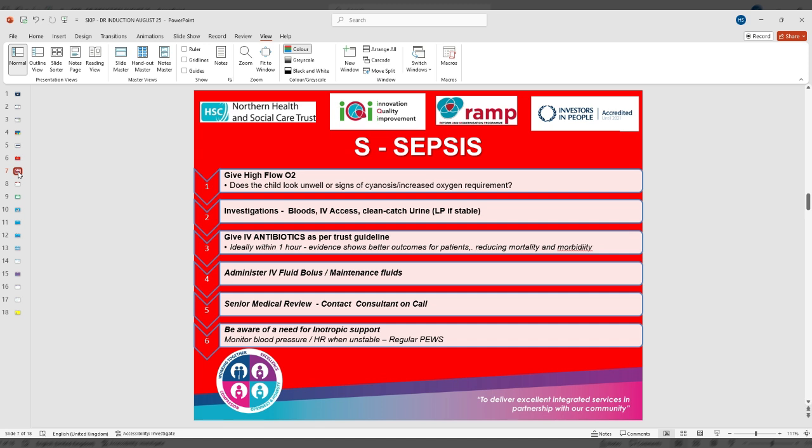IV fluids should be considered for hydration purposes should the child be deteriorating, as well as contacting the consultant on call to ensure they are aware of actions that have been undertaken and changes in management have ensued. Always be aware that inotropes may be required, and for this purpose, the nurses will ensure that a blood pressure is performed on admission and regular PEWS are undertaken in case of clinical deterioration.